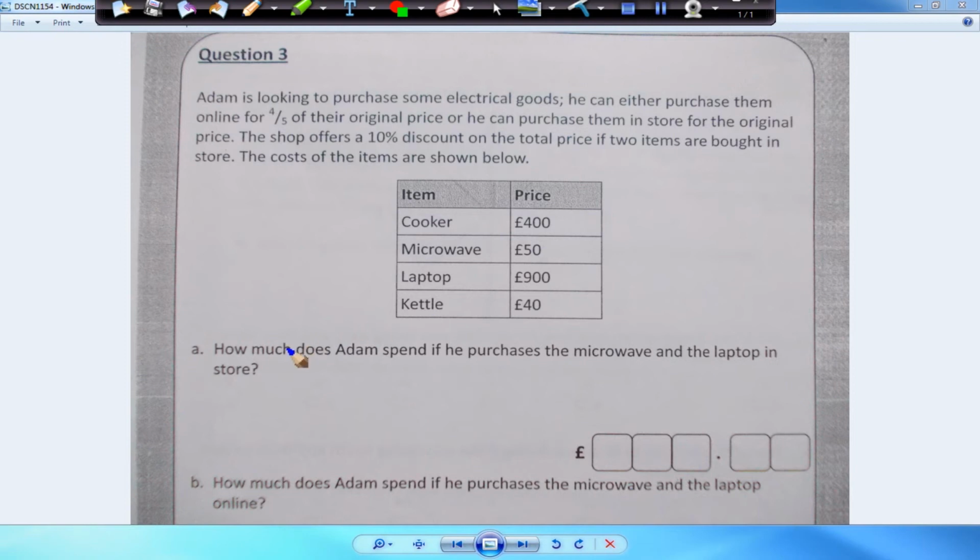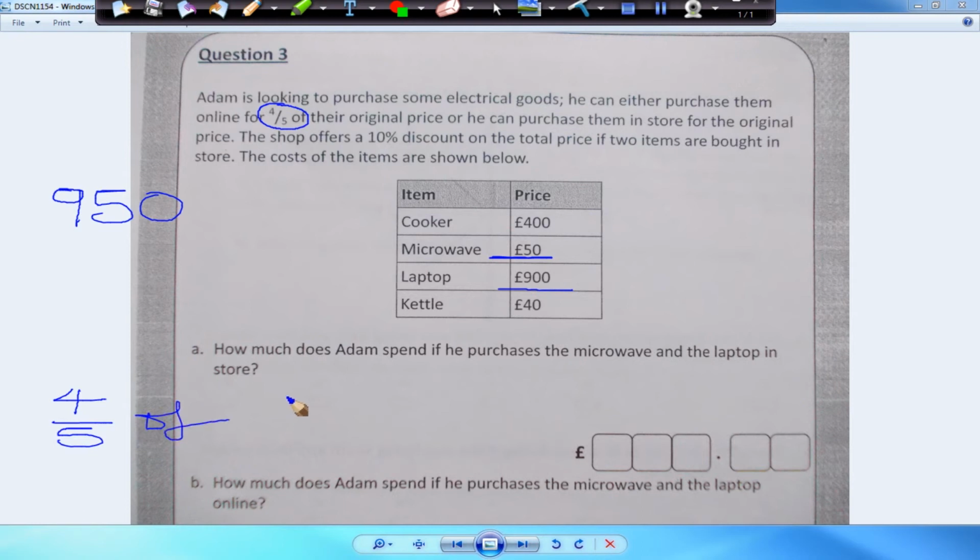So what did we say was the total earlier? We said the total earlier was £950. £950 was the total because he's adding the microwave and the laptop. That's the total price. And then you say 4/5. Hang on a second. He pays 4/5. He doesn't save 4/5. So we have to work out now 4/5 of that. So I'm doing that over here.